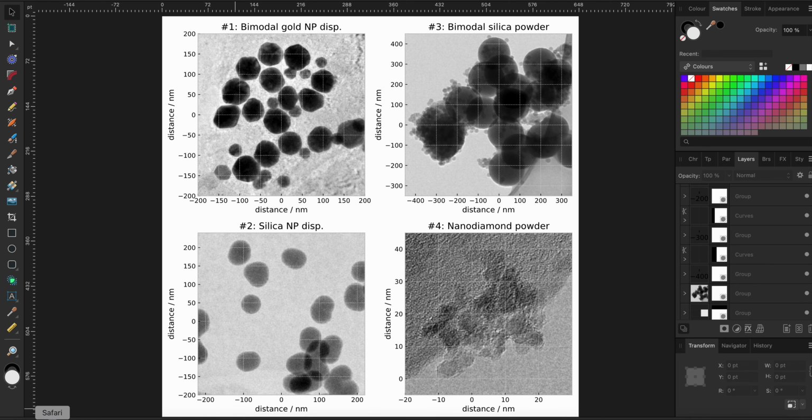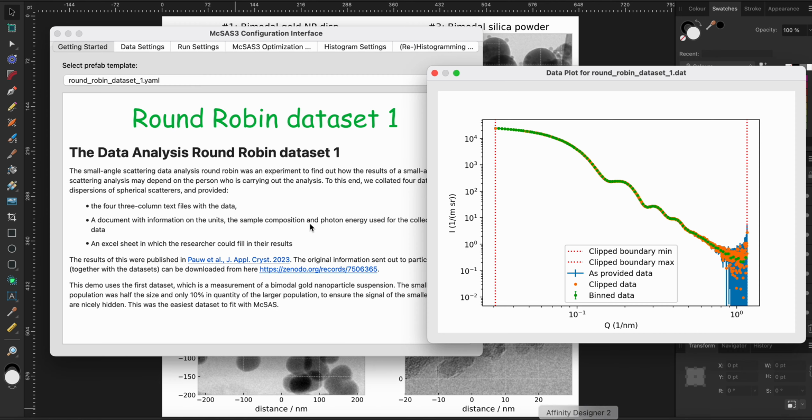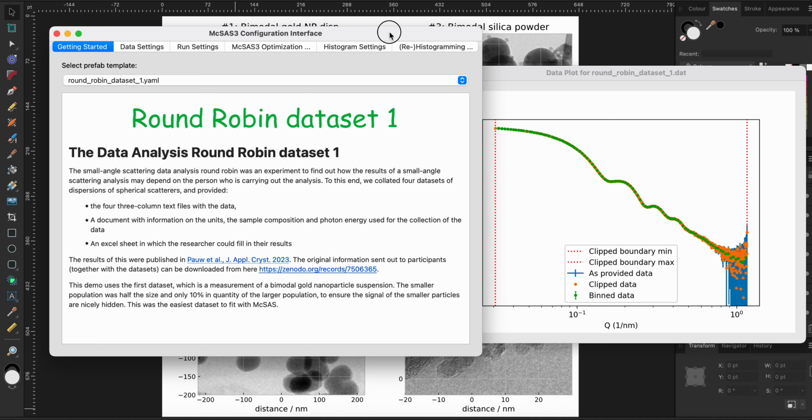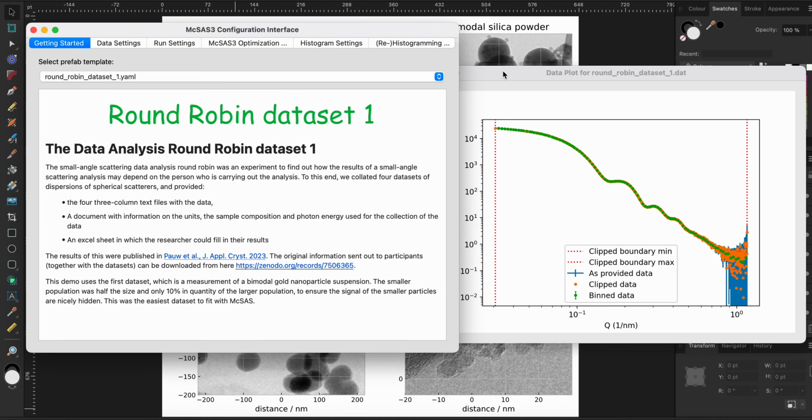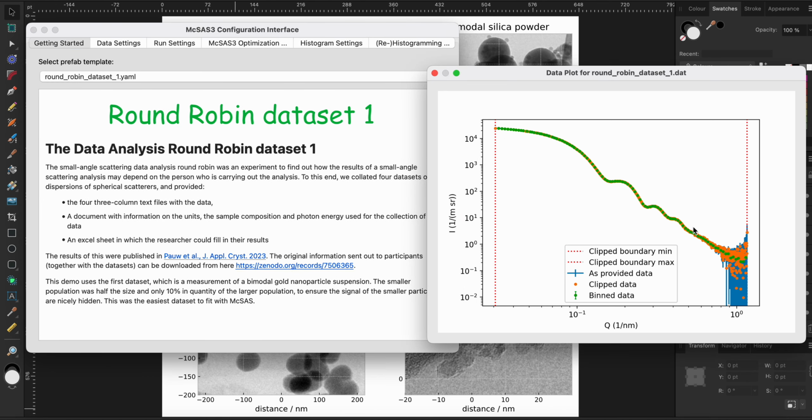You can read more about the data analysis round robin if you follow this link. I think it was a really interesting experiment, but these are some of the data sets for that. The interesting thing about this data set is that it's actually bimodal, but it's very hard to see that it's bimodal because one of the populations was pretty much half the size of the other population and only present at 10%. So that was an interesting one.